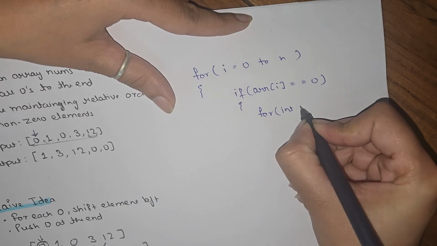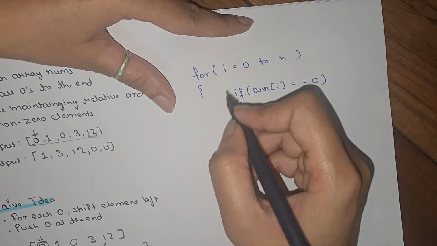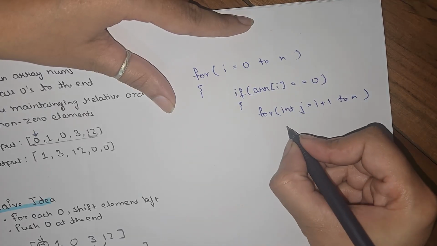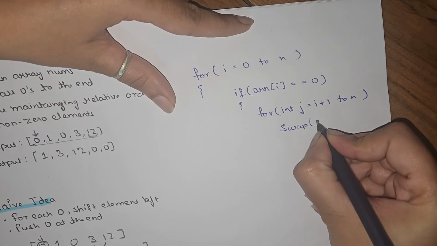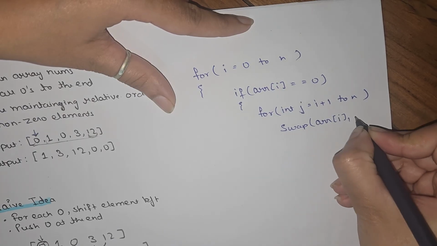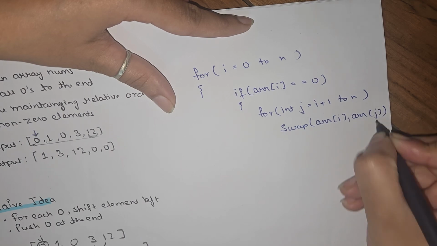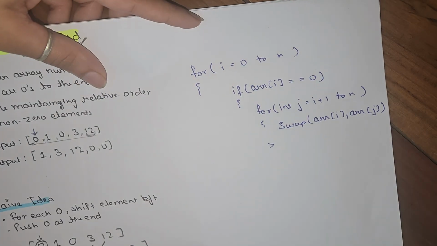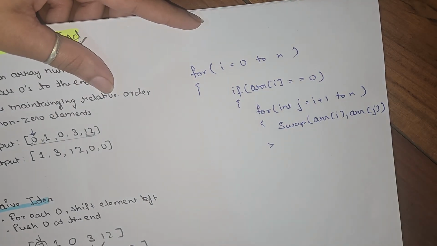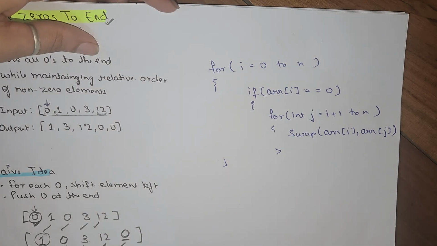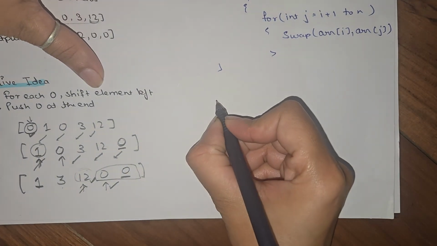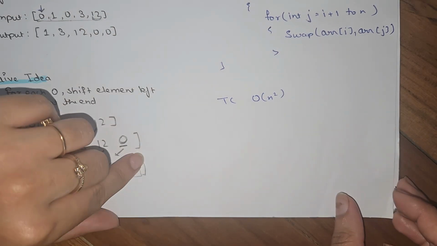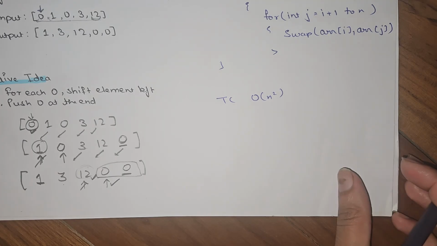So basically we will have j equals just next to i, which is i plus 1, to n, which is the last, and we will swap. What will we swap? The array at the ith element and the array at the jth element. Once the swapping is done, this will give us a time complexity of order n square, which is not very optimized. So we need to optimize this approach.